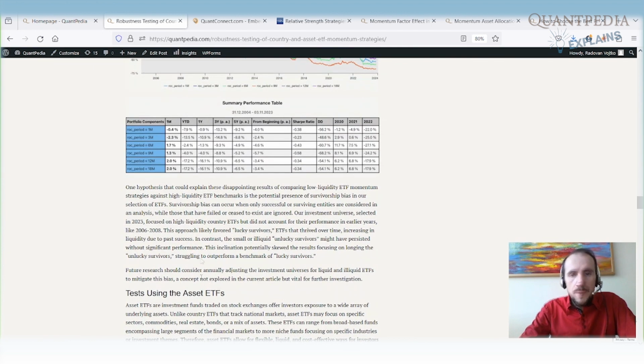The question is why? Probably that's because of survivorship bias. So in our investment universe that's selected in 2023, we focus on highly liquid country ETFs, but those highly liquid country ETFs could be very lucky survivors. So they had high liquidity and high market cap because they performed extremely well. On the other hand, the countries in the low liquidity group could perform not so well as the high liquidity group. So when we were using the momentum and picking ETFs from the small, illiquid, unlucky survivors, they had a smaller performance than our benchmark that consists of lucky survivors of the countries that are very, very liquid.